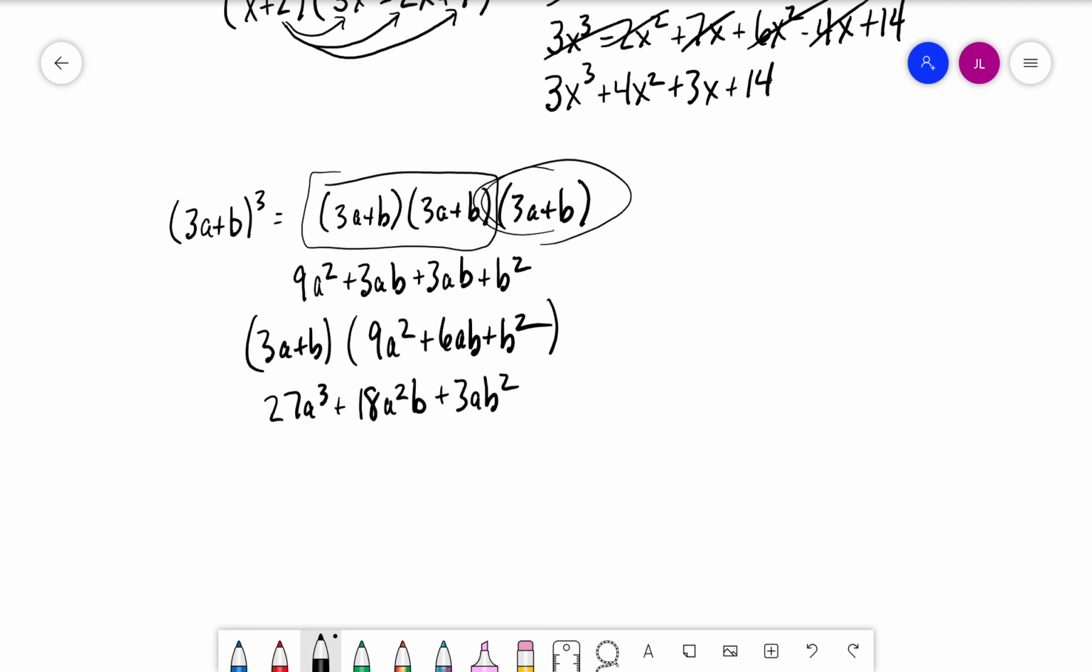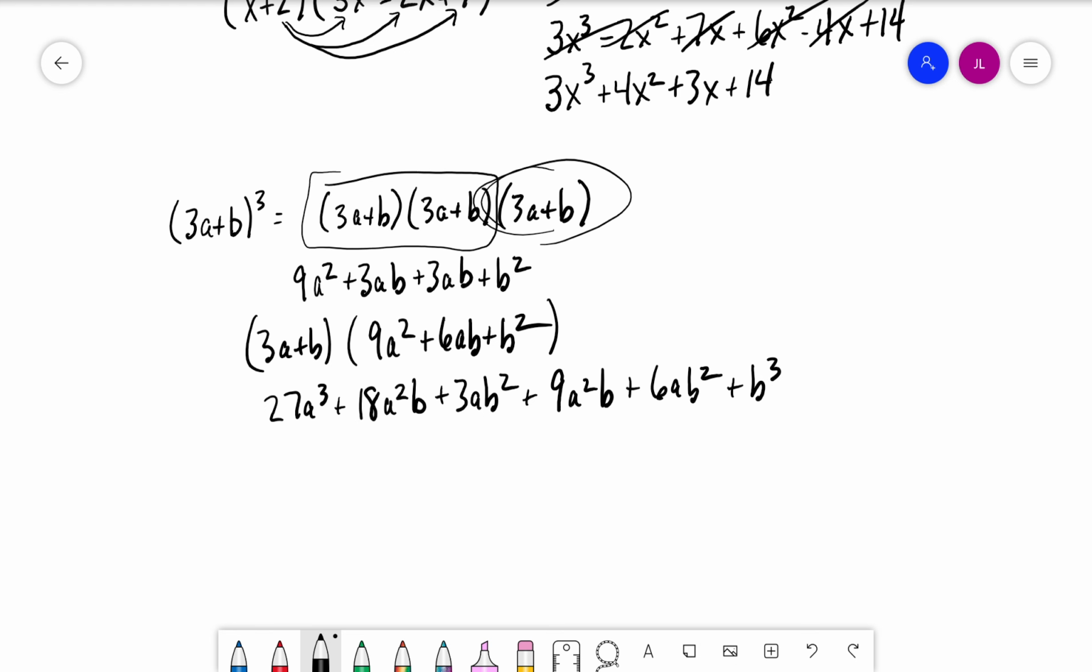So now we're going to look to multiply our second term by everything. So b times 9a squared is 9a squared b. We have 6ab times b, which is plus 6ab squared. And then we have b times b squared, which is plus b cubed. So now we have a lot of terms here to combine.